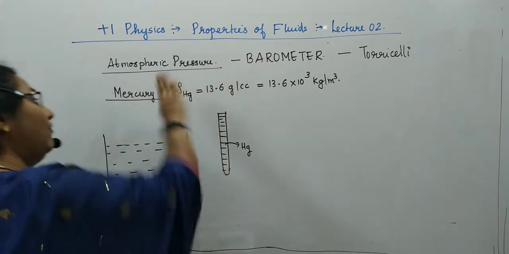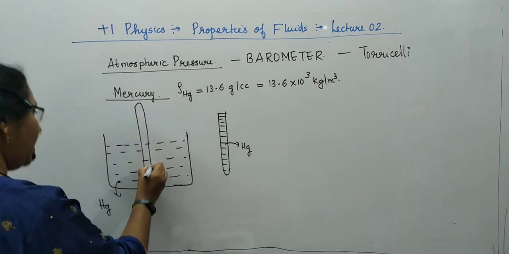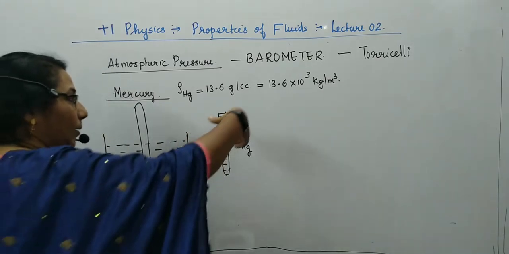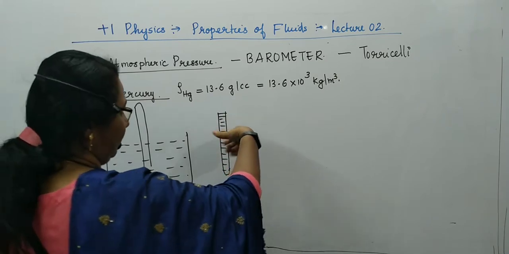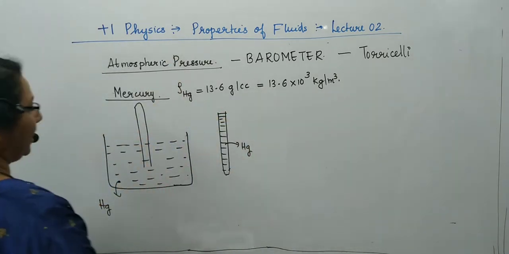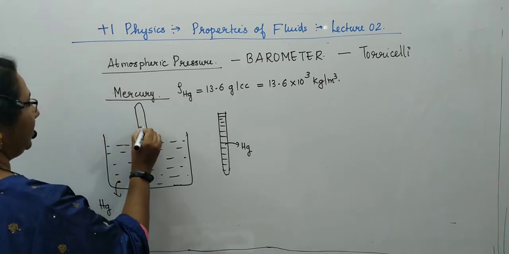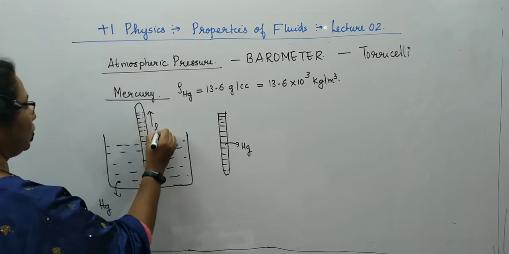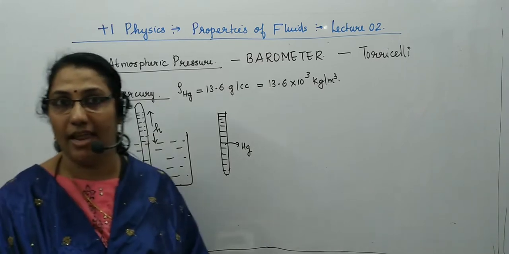And then he inverted the tube inside this beaker containing mercury. What had he done? He had closed the mouth of the tube with his finger, and then he placed the tube inverted inside this mercury-containing beaker. After some time, he saw that the mercury rises to a particular height, h.